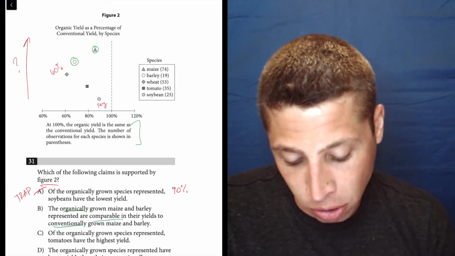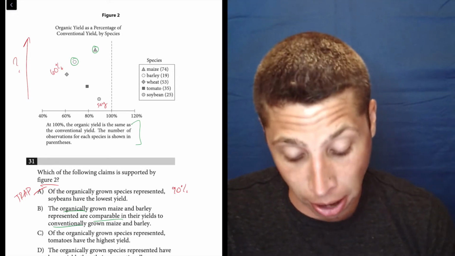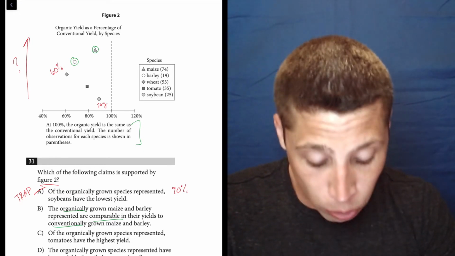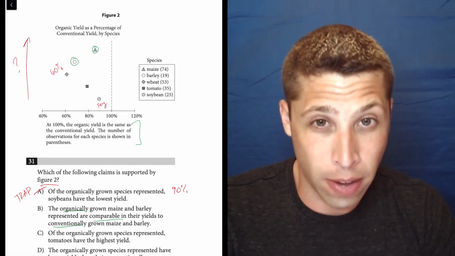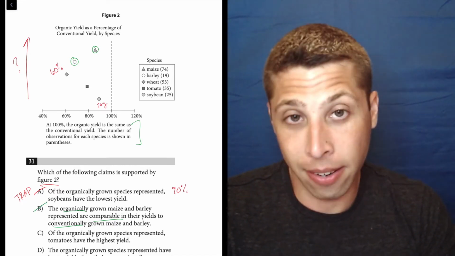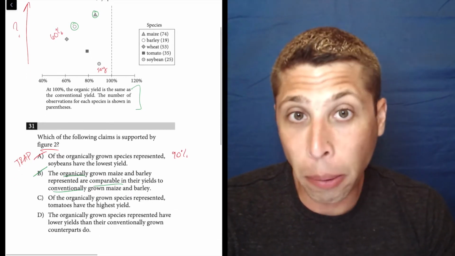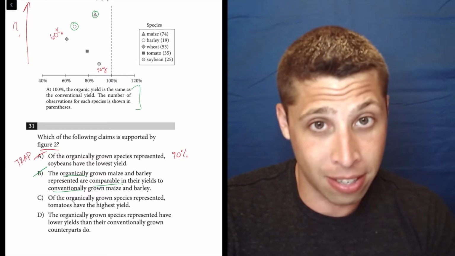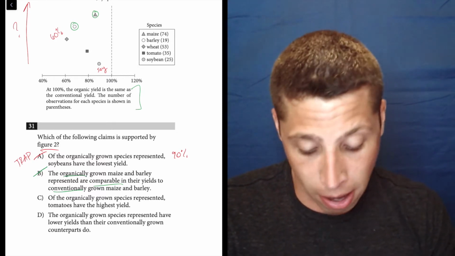The number of observations for each species is shown in parentheses. That doesn't matter. So if they were at 100, then yes, we could say that they're comparable to their conventionally grown counterparts. But that's not what's happening here. So you probably would get rid of that just because they're also not comparable to each other. But yeah, that's the reason, is they're not at the 100% line.